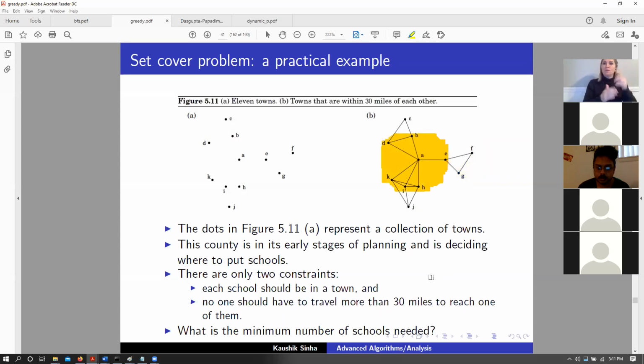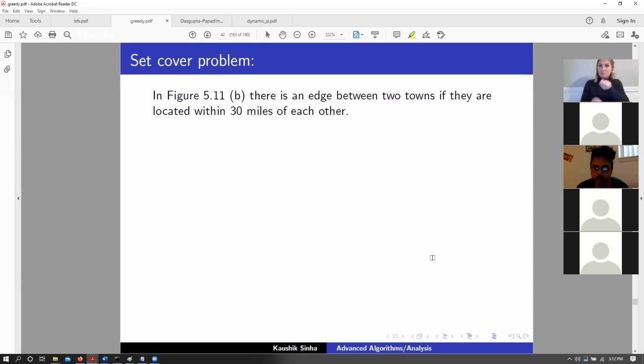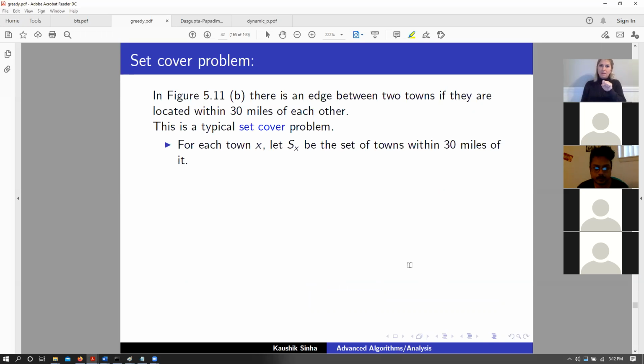Okay. So the question is, what is the minimum number of schools needed in order to cover this graph where no school is more than 30 miles away from a particular student, right? So that is what we call the set cover problem, where we want to find sets that cover the entire set of vertices in a particular graph. Where sets are defined by some particular criteria. In our case, it was adjoining vertices that have a 30-mile radius. Okay.